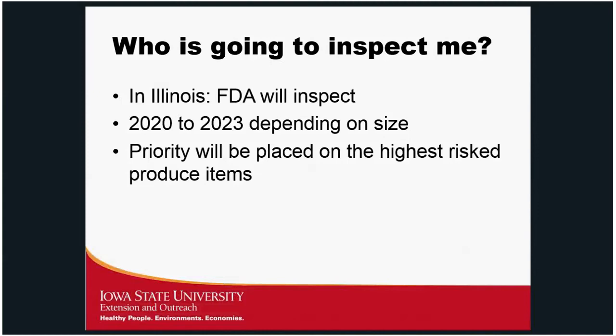Another question I frequently get is, who is going to inspect my facility? In Illinois, FDA is going to be your inspector. When will it happen? They estimate between 2020 and 2023, depending upon your size as well as your priority. The focus of FDA is going to be on the larger operations, those doing a lot of leafy greens and a lot of melon products. Those are seen as the highest-risk products and the ones that are going to be inspected first.